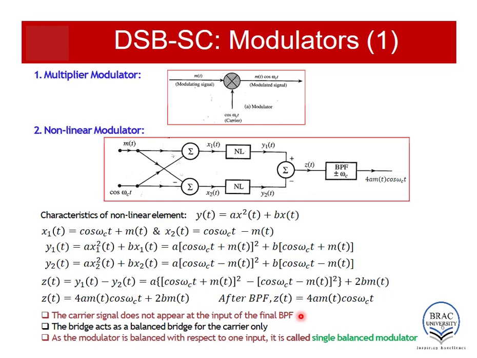Now let's talk about some features of this nonlinear modulator. The signal, which is the input to the bandpass filter, doesn't have the carrier component itself. You can see there are two parts of it. The one is the modulated carrier, another one is the message, but there is no carrier component. If a modulator circuit suppresses either of the carrier or the message, it is called a single balanced modulator. So in this case, the carrier is suppressed and the message is present in the input to the bandpass filter, so we can call it the single balanced modulator for the carrier.